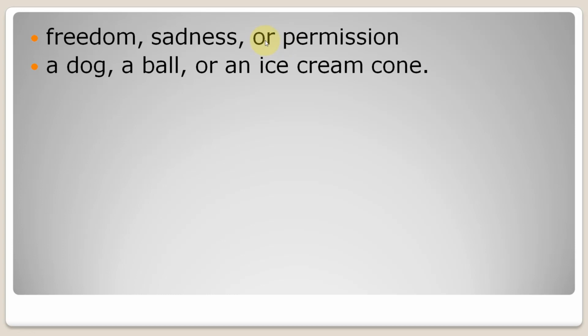Like you physically cannot see freedom. Sadness may be visible on someone's face, but it does not have an independent physical presence. And same is the case with permission. So these are the nouns of the things which you cannot physically touch, but you can touch a dog, you can touch a ball, or you can touch an ice cream cone. So these are the nouns of the things you can physically touch.